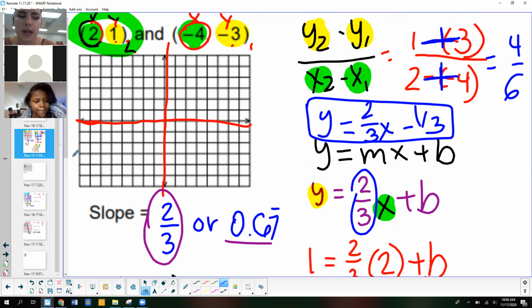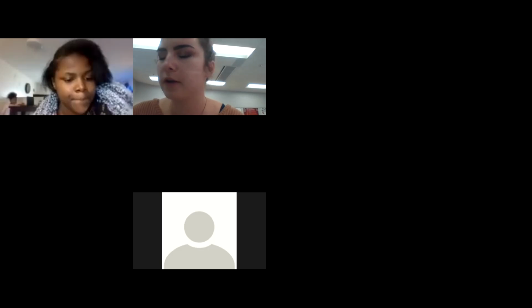All right. Any questions about this? I think this is what I want to focus on tomorrow. We are going to focus on slope a little bit more. But I think we're going to work more on finding b and working on that slope intercept form.